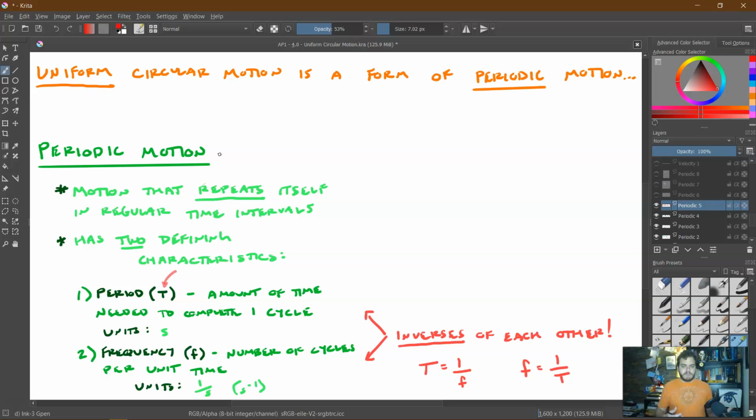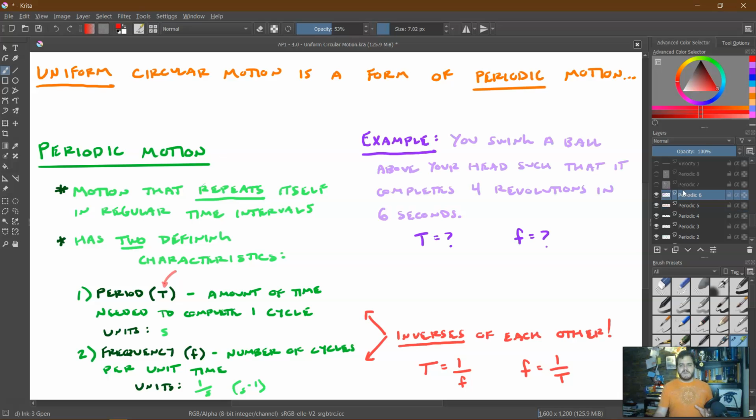You can see that in the units. The period has units of seconds, the frequency has units of 1 over seconds, which can also be labeled as seconds to the -1. So let's go ahead and give an example of just what exactly we mean by this. Let's say I have a ball on a string, and I swing it above my head, and it completes 4 revolutions, 4 circles, in 6 seconds. We want to figure out what is the period of this motion and what is the frequency of this motion.